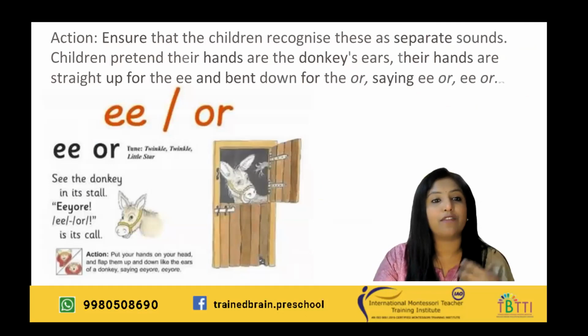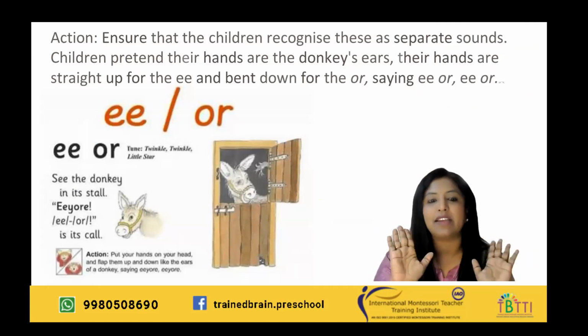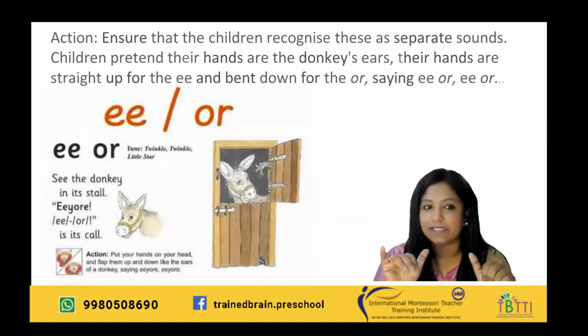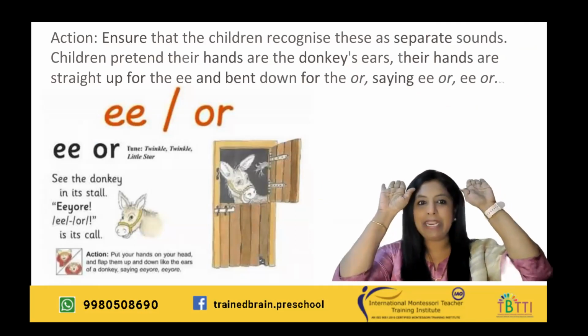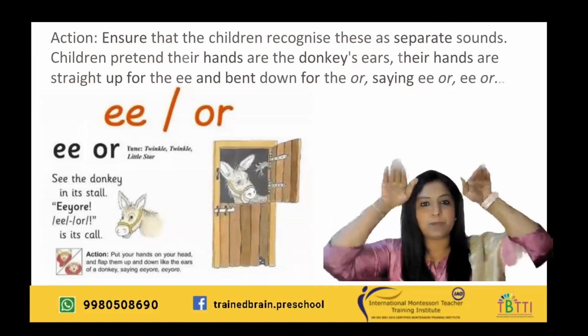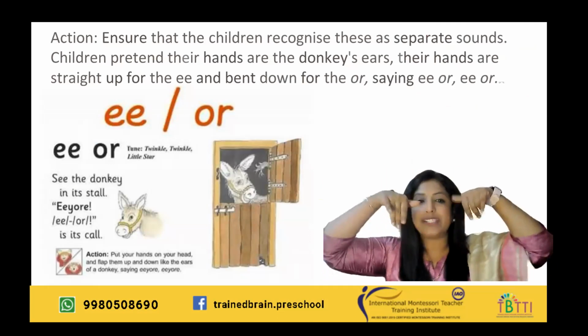Now, we also have a sing-along to ensure that the child is recognizing the separate sounds. We ask the child to pretend with their hands as if they were the donkey's ears. And when the hands were straight, we said E, and when the palms were bent down, we said or.